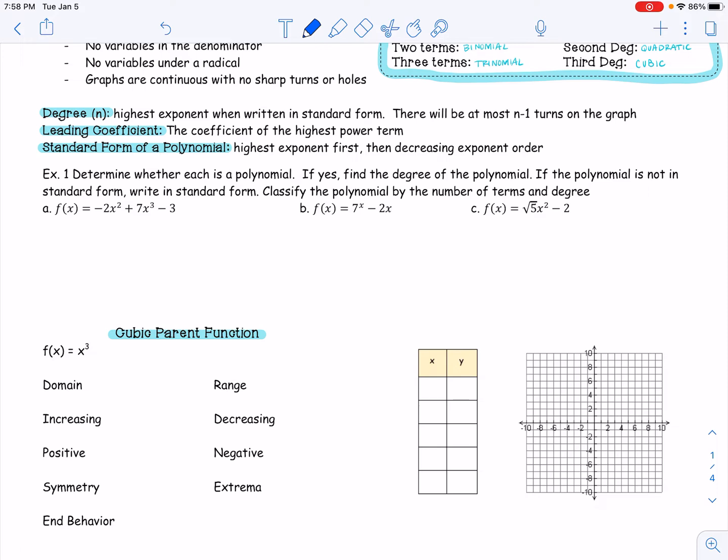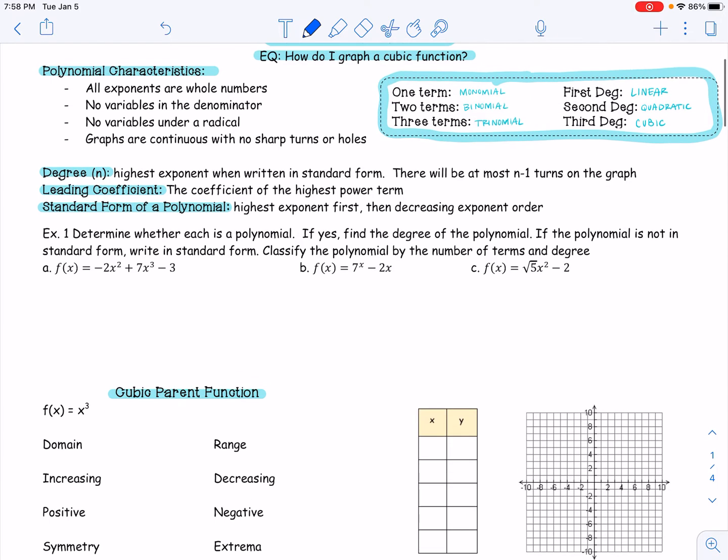So first things first, is this a polynomial? Well, I see that my exponents are whole numbers. I don't see any variables in the denominator. I don't see any variables underneath the radical. So yes, this is a polynomial. Second thing I need to do is find the degree of that polynomial. The degree is the highest exponent when written in standard form, and standard form is putting that highest exponent first. So the highest exponent here is not written first.